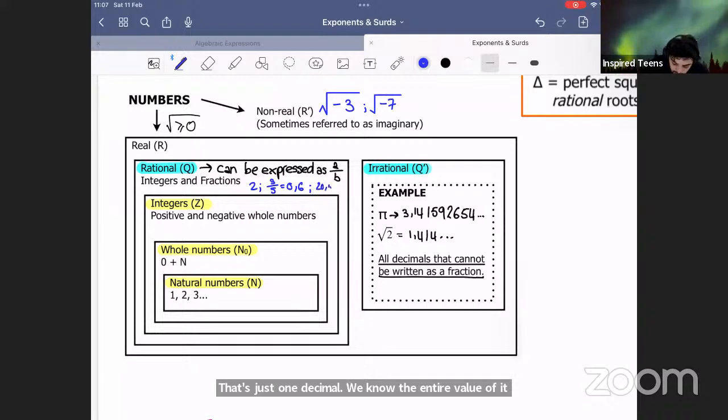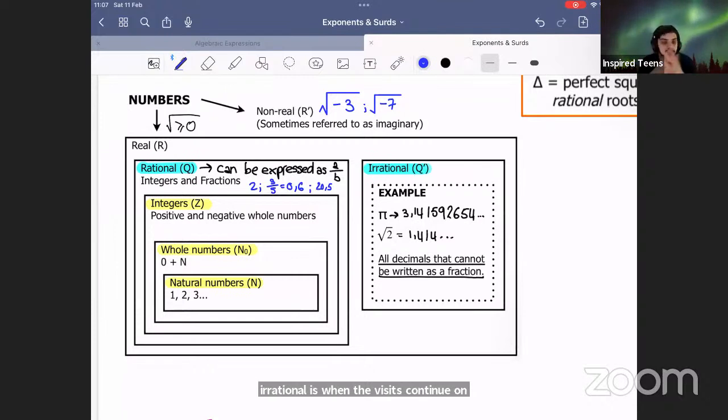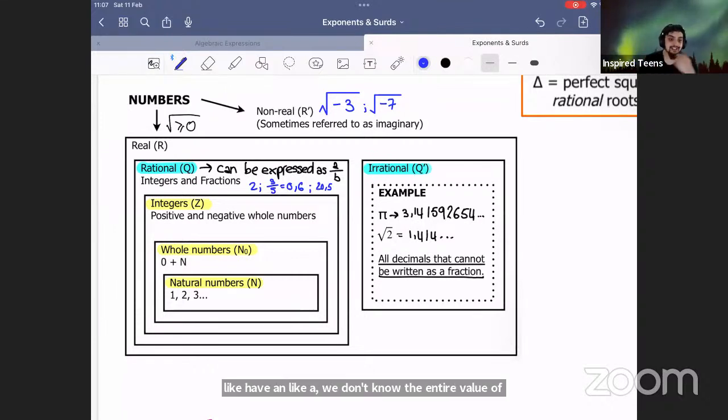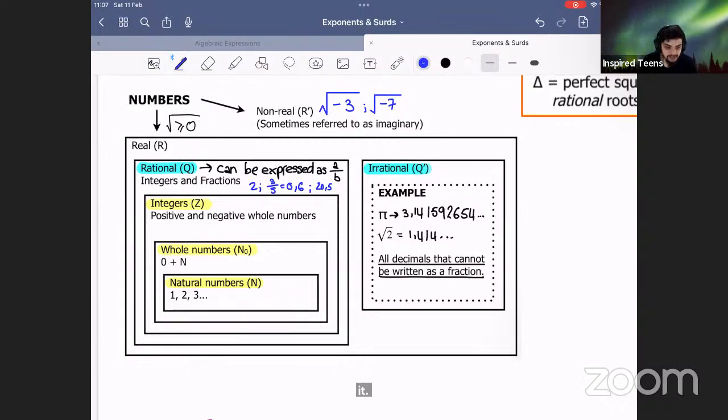Let's just say 20,5, another decimal that has a certain value. Okay, so irrational is when the digits continue on and we don't know the entire value of it. Then we move on to integers. Integers are positive and negative whole numbers.